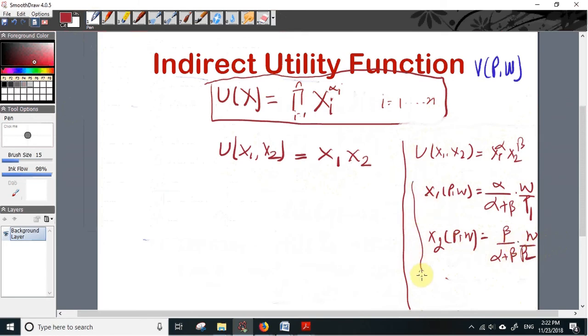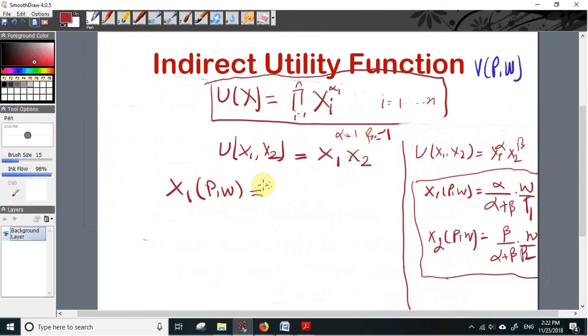So this is the general formula we derived in an earlier video. Now we use this formula to express the optimal quantity of x1 and x2. So the optimal quantity of x1 and x2 is x1(p,w). Here p is a vector which includes p1 and p2, and w is the consumer's wealth or income. So here alpha is 1 and beta is 1.